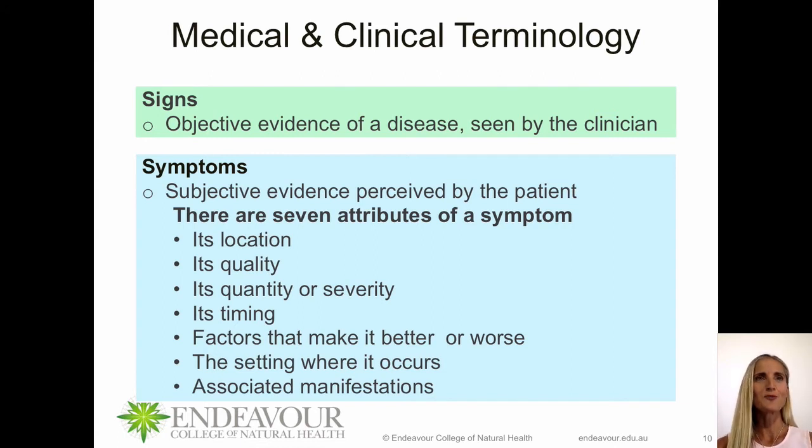And there are 7 attributes of the symptom. So let's work through these. I'm going to use reflux as an example while we're going through each of these 7 attributes. So location: where is it? Does it radiate? Is the pain referred? For reflux, someone might say they have pain in the chest and it can radiate to their throat.